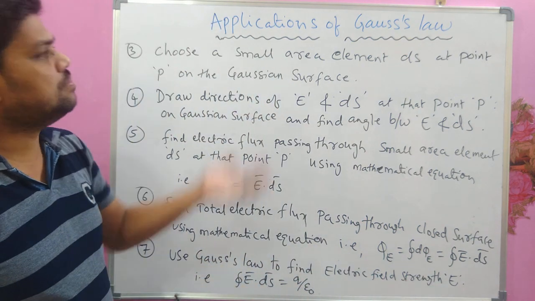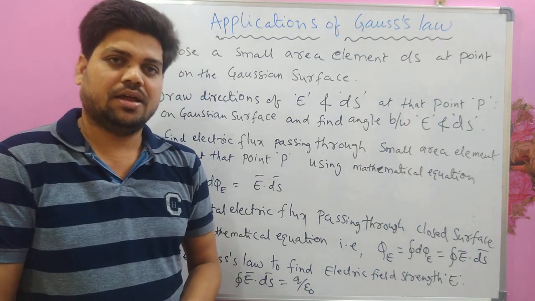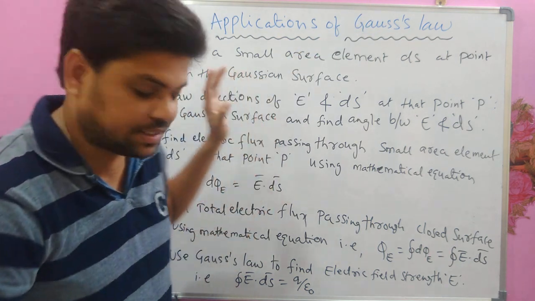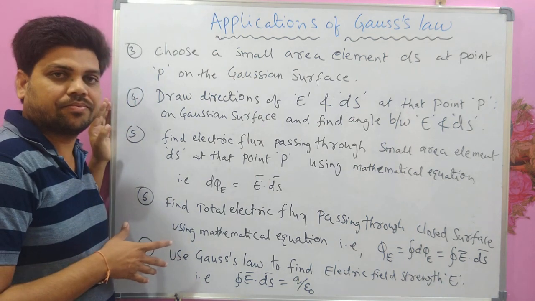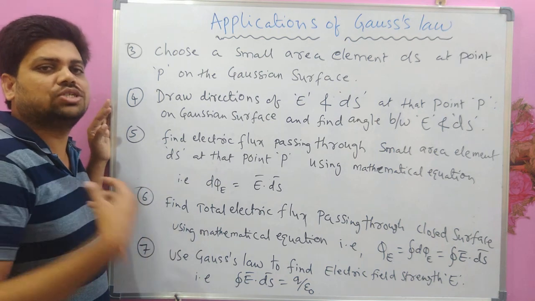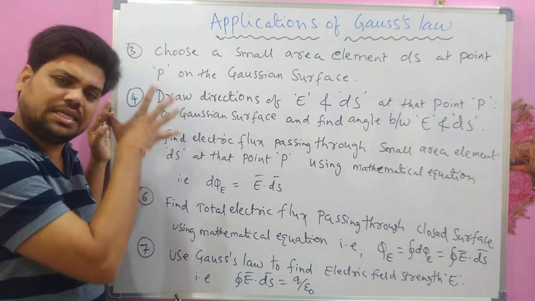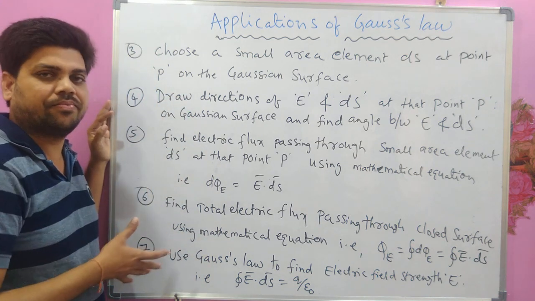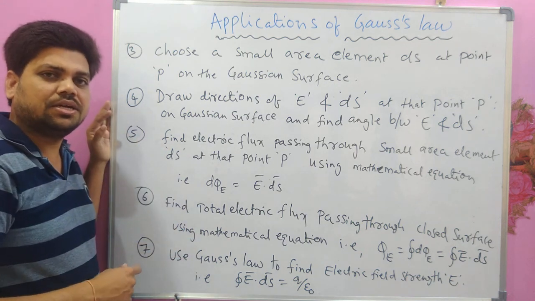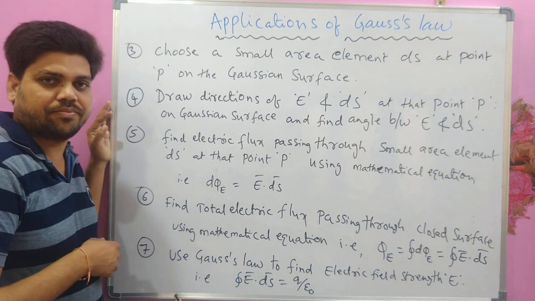See, what is our aim? To find out electric field strength E using Gauss law. So these are the steps to be followed while using Gauss law to find out electric field due to a charged body or system. If you can remember all these 7 steps in sequence, then you can apply this Gauss law very easily to find out electric field due to any charged body or system.